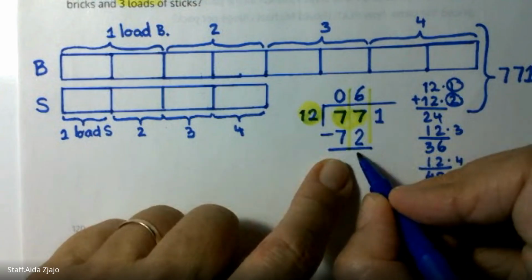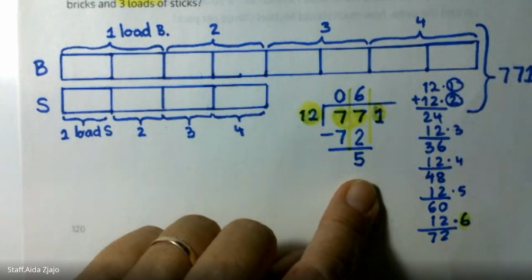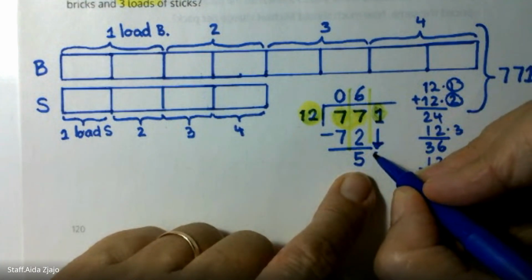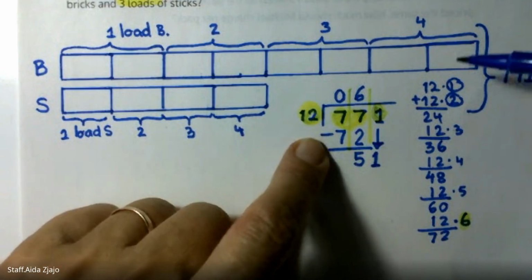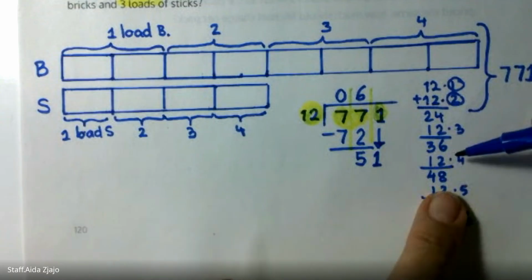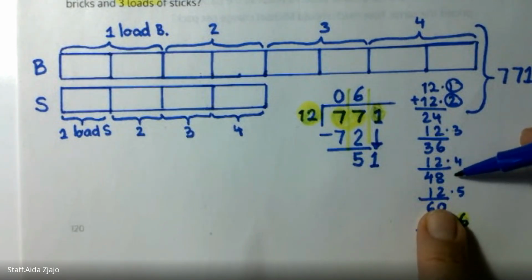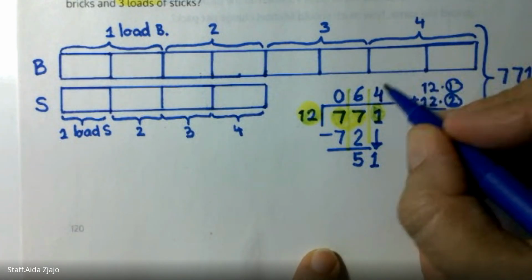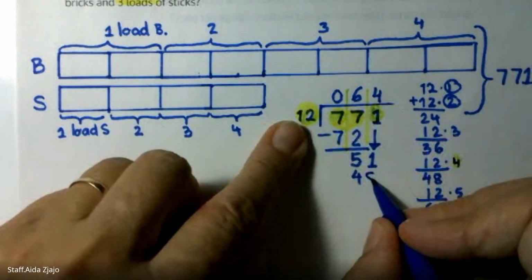When I subtract, I got 5 left over. Finally, I'm going to bring my 1 down, and I will have 5 tenths left. Together with 1, I will have 51 ones. I can make a group of ones, so I can look here and see I can go to 48. So it has to be 4, because 4 times 12 is 48. So I can make 4 groups of 12 in 51.